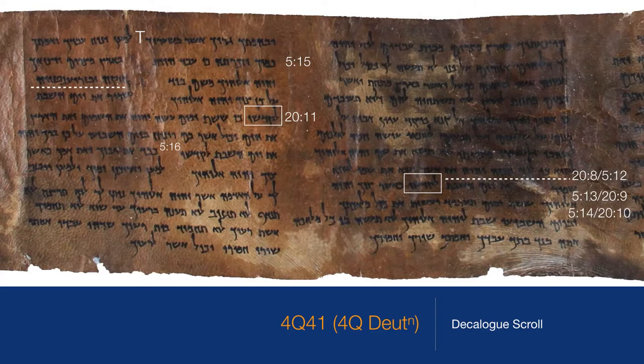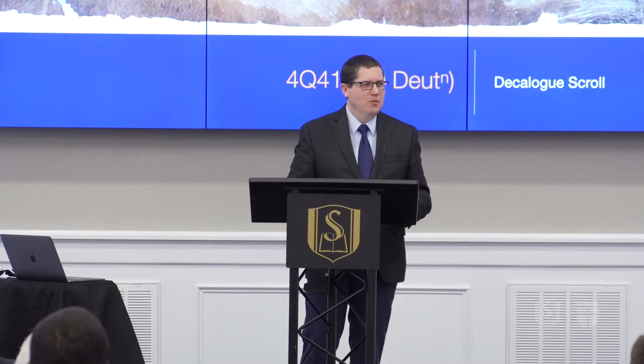But not always. So we're looking at the text from Exodus 20 and Deuteronomy 5. And this on the screen is 4Q41, labeled 4Q Deuteronomy N, for those of you who are keeping score in the back. All right. 4Q Deuteronomy N. Now, by that designation, you think, oh, this must be a biblical scroll, right? But notice, it is, and it isn't. It's a creative biblical scroll. Okay? So, what are these texts? Well, hopefully everyone knows.